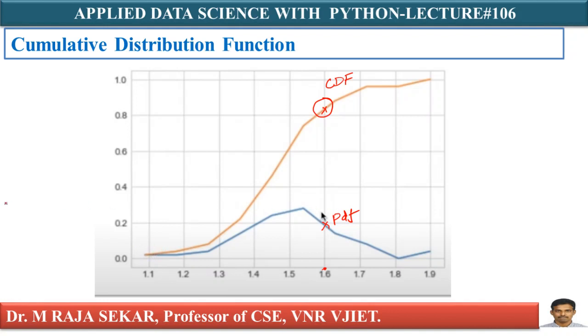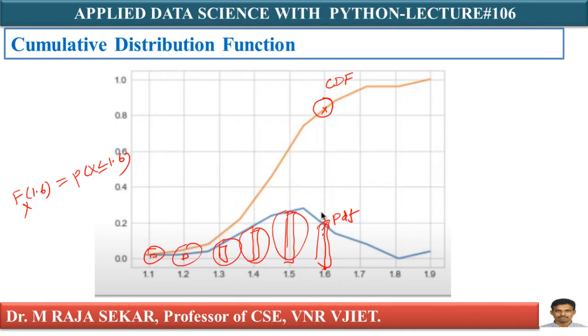Now according to the definition, what is capital F of 1.6, the cumulative distribution function? It is equal to P of capital X less than or equal to 1.6. Less than or equal to 1.6 means what? You need the entire area. What is that area? This one, and this one, and this one, and this one. Just add all of them. If you add, you will get this, 0.8.